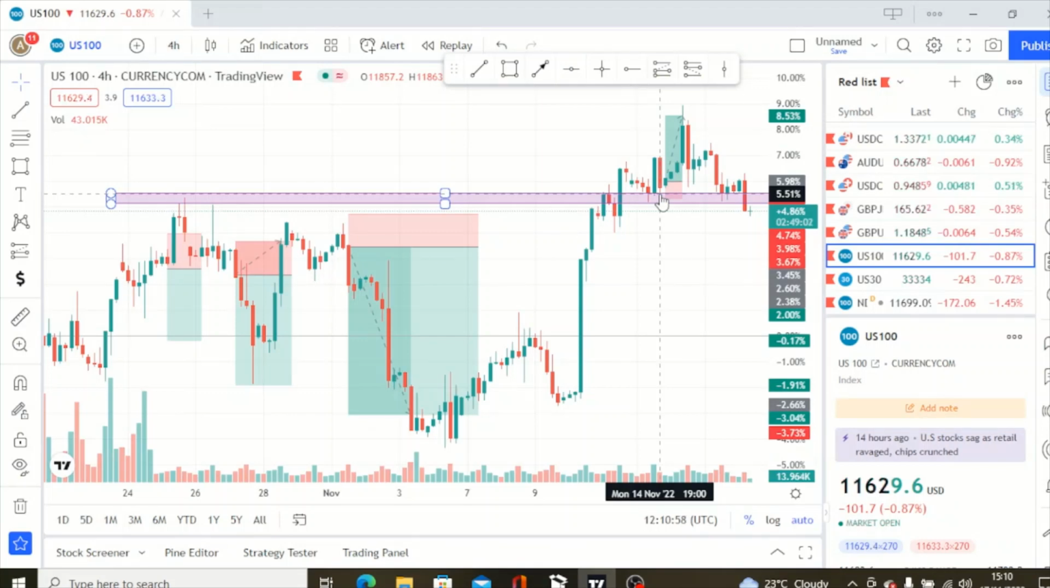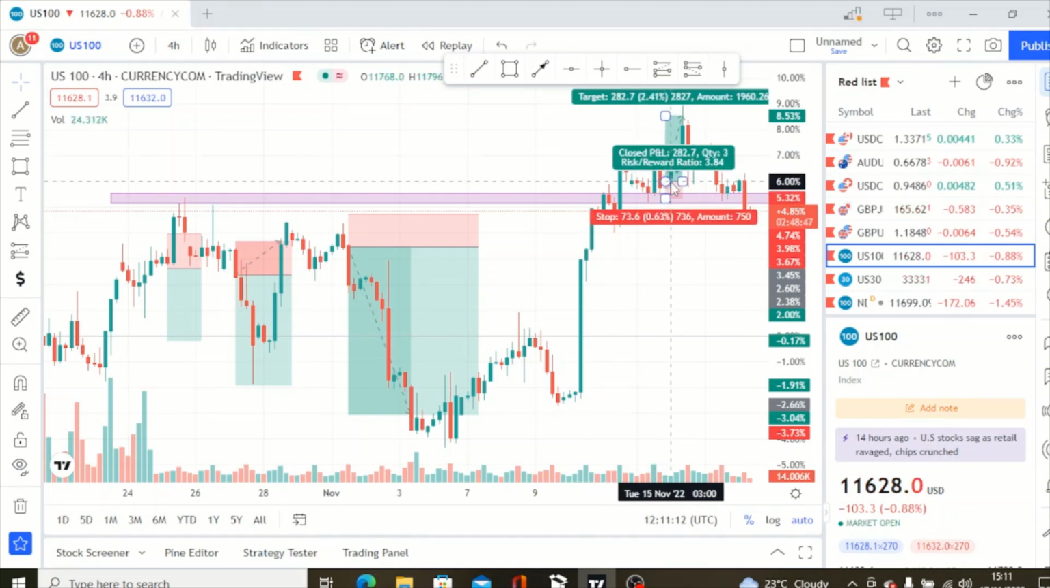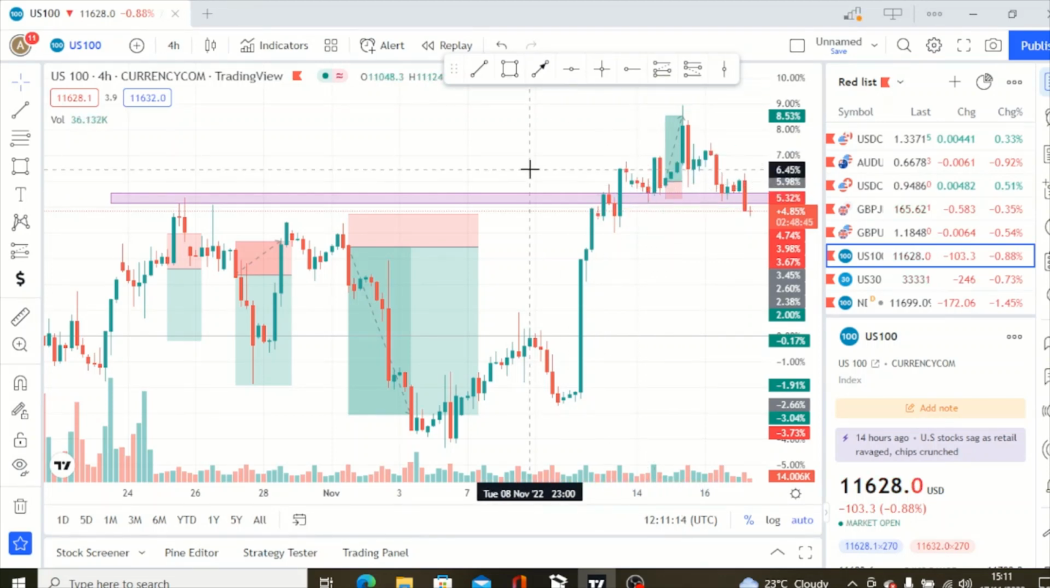So what I did is I waited for the break and retest. I'm a break and retest trader. So break and retest of the key level, then I wait for price to create a level. When price creates a level, I wait for it to leave and come back and retest that level, giving us a double bottom. As you guys have noticed, the double bottom is my favorite price action pattern.